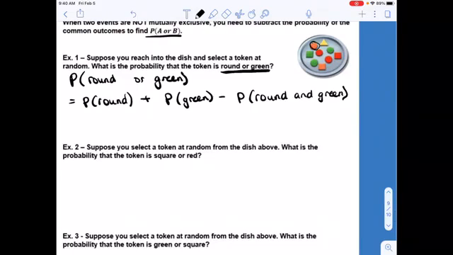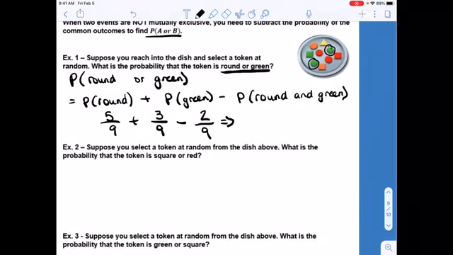So the probability of round, we have 1, 2, 3, 4, 5 round objects out of 9 total ones if you count them. We have the probability of green. You'll see there are 3 green objects. And actually, round and green happens twice, so you need to subtract 2 over 9 from that total. We end up getting, when you add and then subtract these fractions, 8/9 minus 2/9. So we end up getting 6/9, which we can reduce to 2/3.